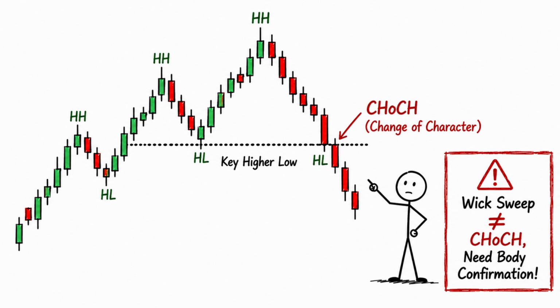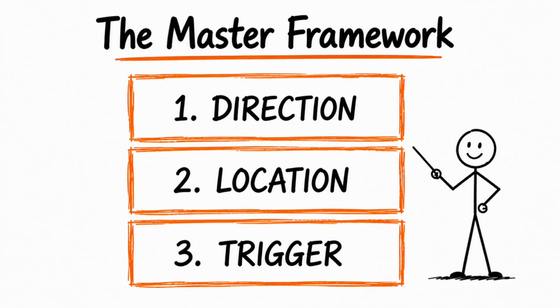But don't confuse a wick with confirmation. A temporary spike through a level can simply be a liquidity sweep. You want evidence that price has actually changed its structural behavior. And even then, CHoCH doesn't guarantee a complete trend reversal. It's an early warning.